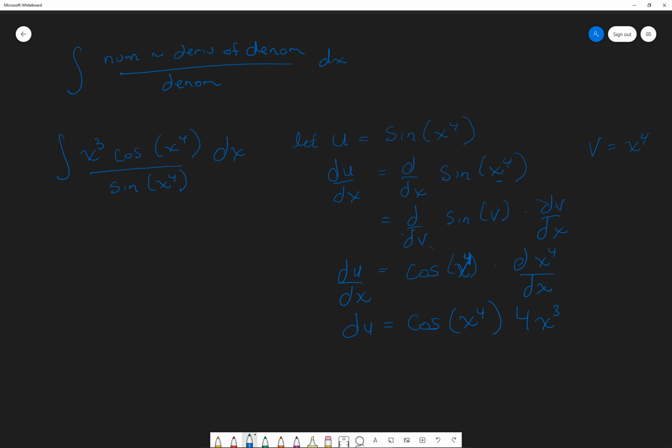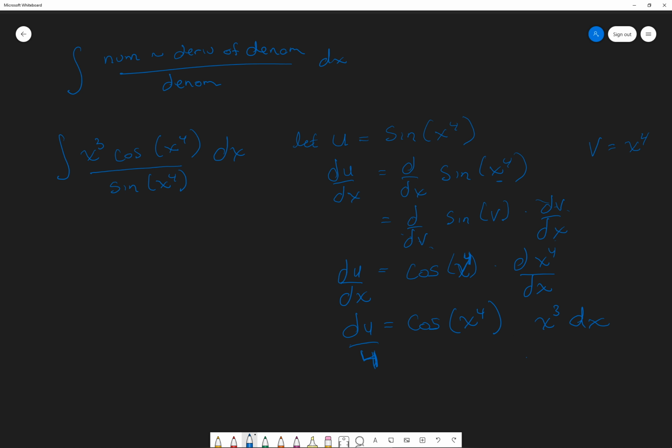So if I wanted du, I need to multiply both sides by dx. And then this will cancel. Okay, and then this stays there. And look, I have x to the 3 cos x to the 4 dx. So this 4 is sort of extra. So if I divide both sides by 4, I can cancel out this 4. Okay, so what I have here is cos x to the 4 x to the 3 dx.